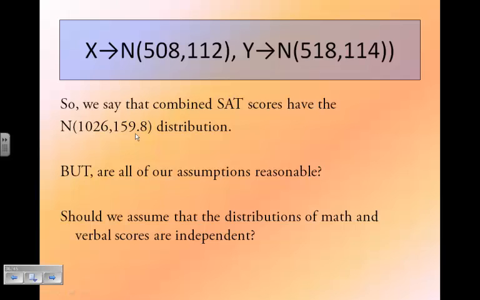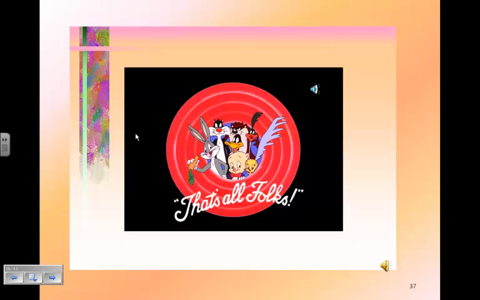Now, can we go about figuring out the probability? Well, the question we have to remember is, are all of our assumptions reasonable? Are these things independent? Are we allowed to assume that the distributions of math and verbal scores are independent? And the answer is no, you're not. The reason is that if you get a good score on the verbal test, you are likely to do well on the math. They are connected. If you get a bad score on the math, you are likely to get a bad score on the verbal. Everything is interconnected that way, so these two things are not independent.